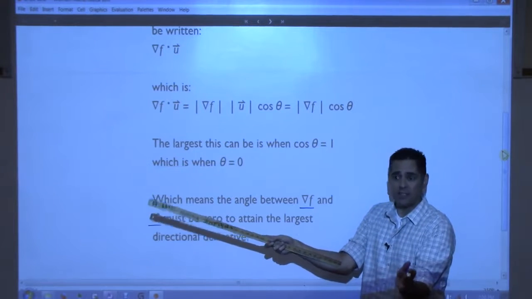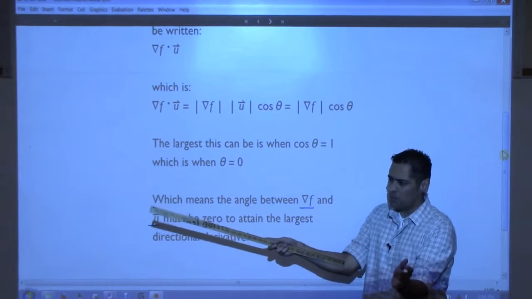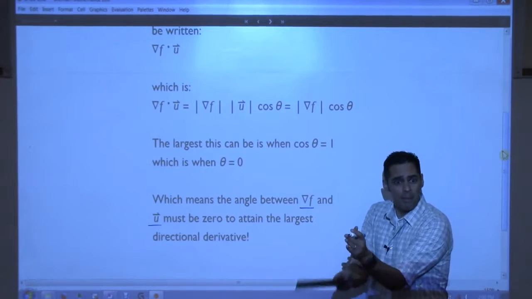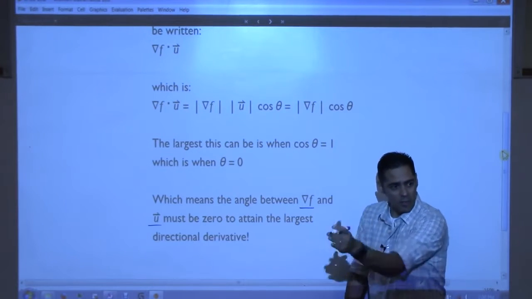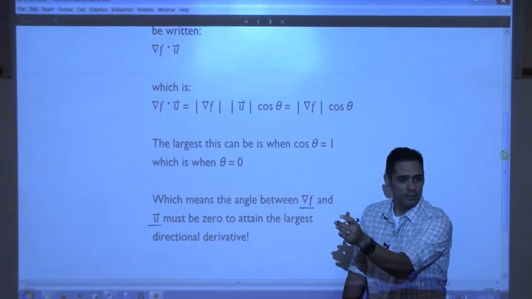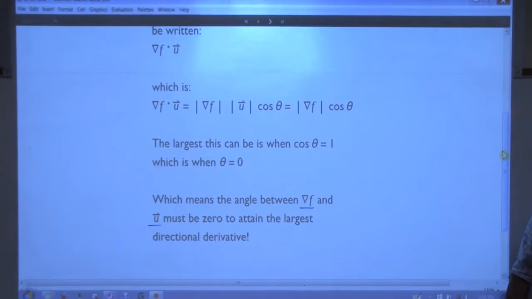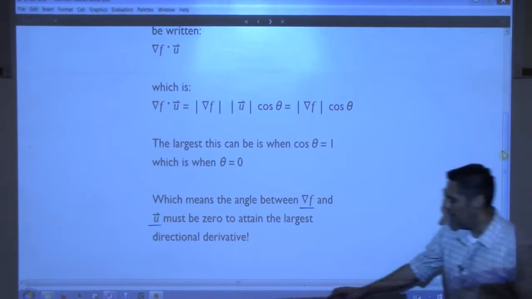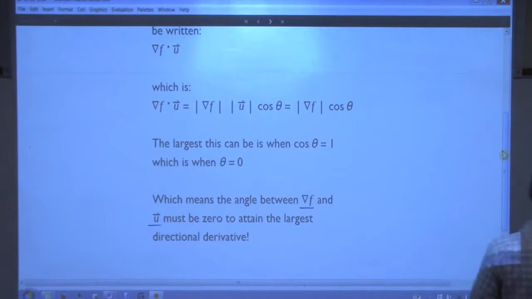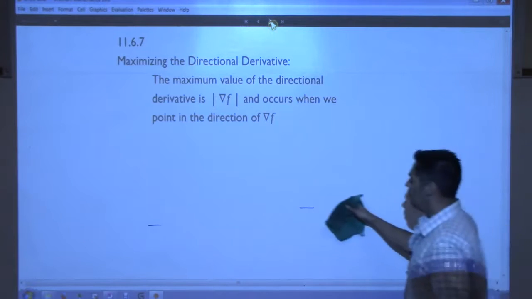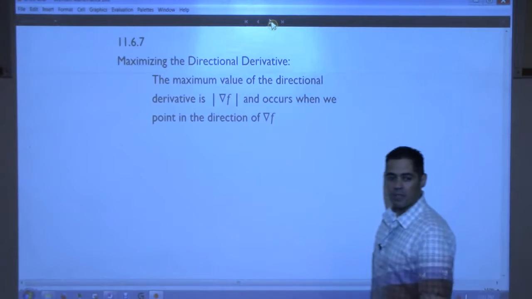Well, it turns out to get the steepest, you need the angle between these two vectors to be 0, which means that you must be pointing in the direction of the gradient. So the gradient vector itself is the direction that you should point to get your steepest descent. And that, to me, is amazing. Because that means if you can calculate the gradient, then you know which way to point to get steepest descent.